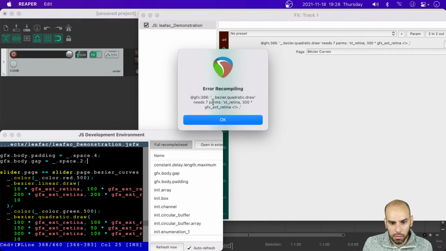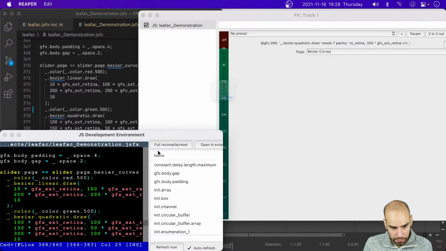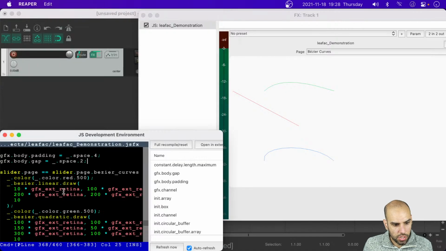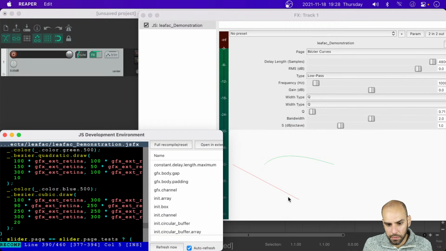And there is a problem with 386. That's the line with the issue. Well, we need to call the cubic version of that, okay? And there you have it. Now for this one, I think we need more steps to make it smooth. So how about we change this number to 20?